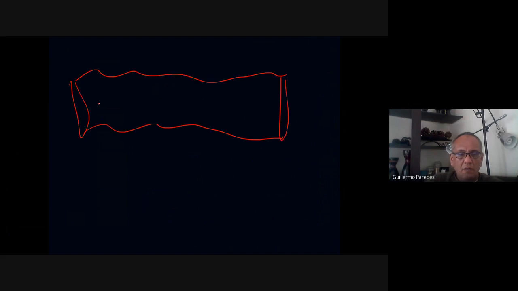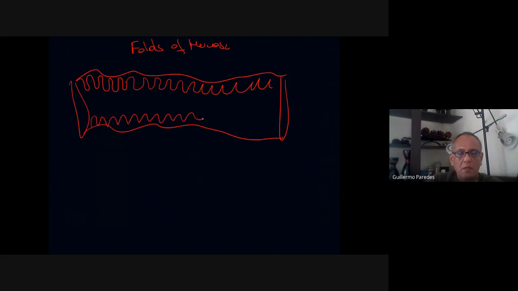So why is that? Look at this. So this is the intestine, and this is the lumen. Here we are going to see the beginning and the end. The intestines are going to have these elevations, up and down. Those are folds of the mucosa, like this. These folds are going to be called villi.